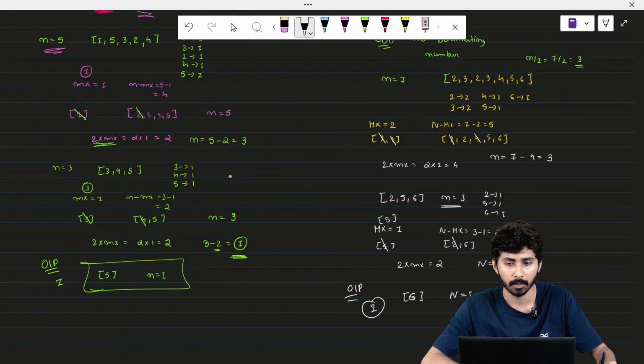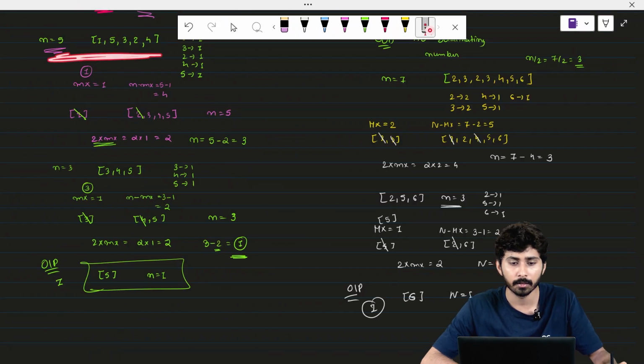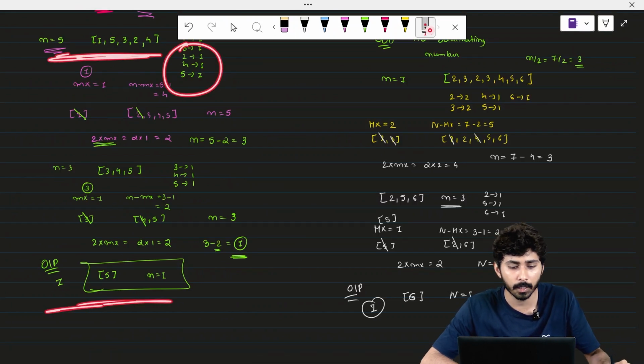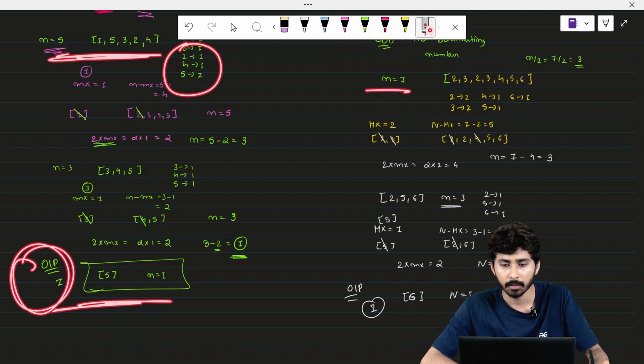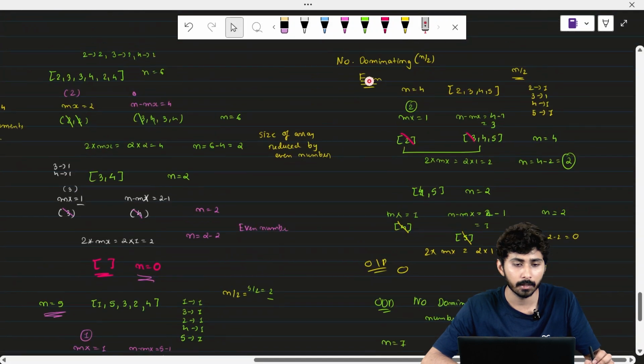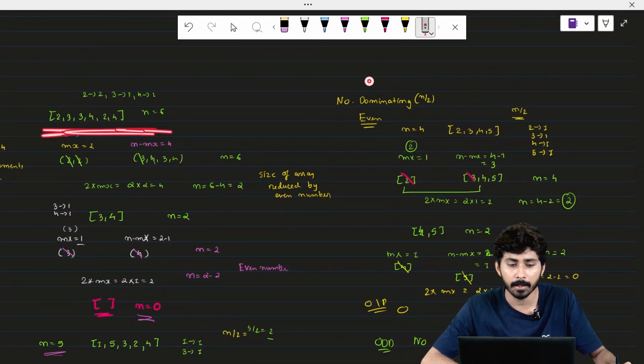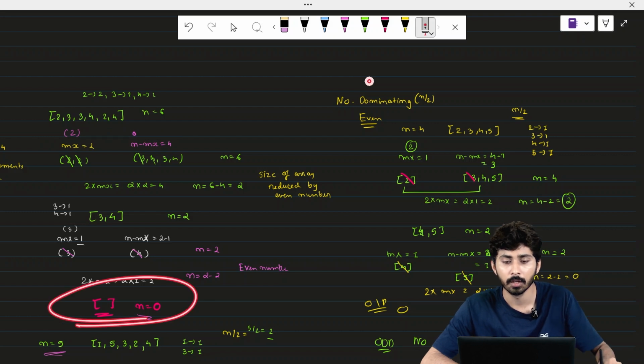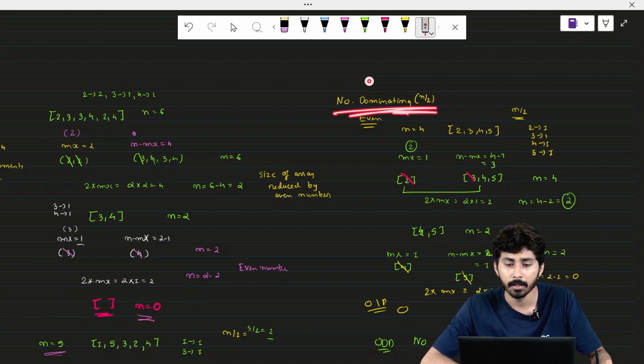Now observe here. This was an odd case where there was no dominating number and the output came out to be 1. Here this was an odd size array, no dominating number, and the output came out to be 1. And here this was an even size array and there was no dominating number and the output came to be 0. Here there was no dominating number and an even size array and the output came out to be 0.